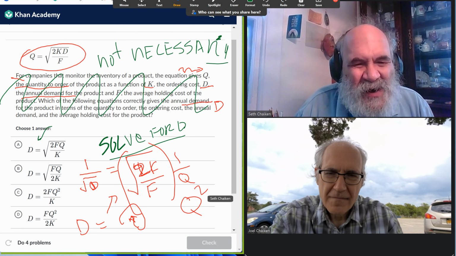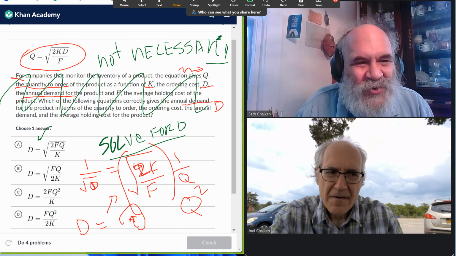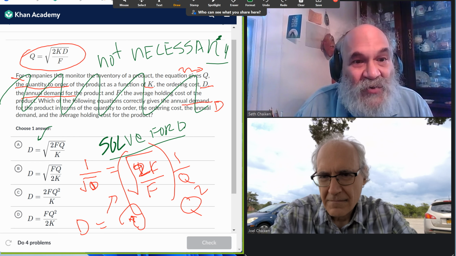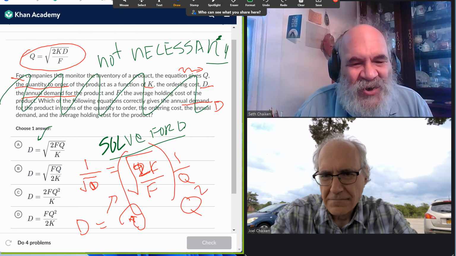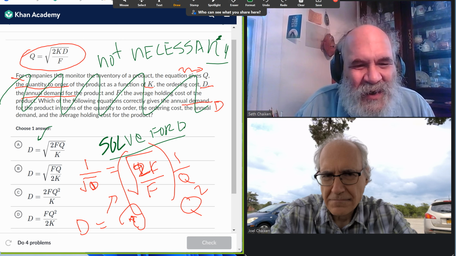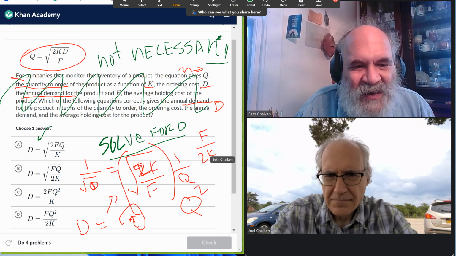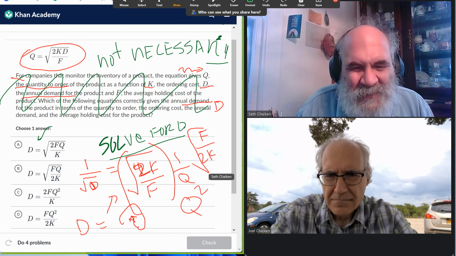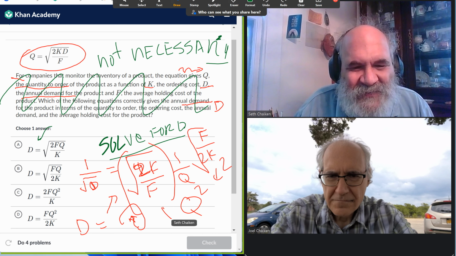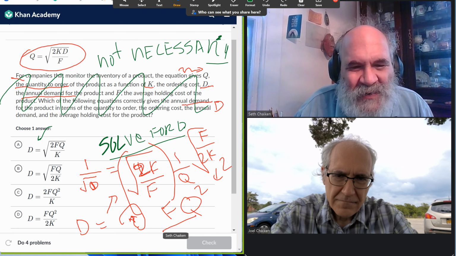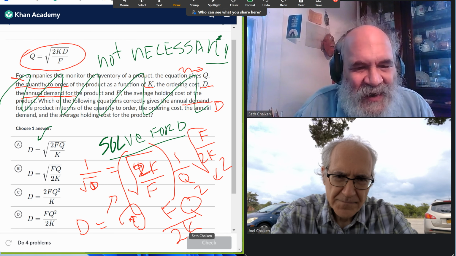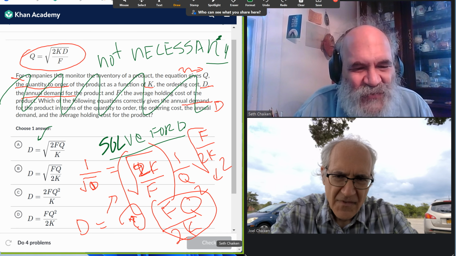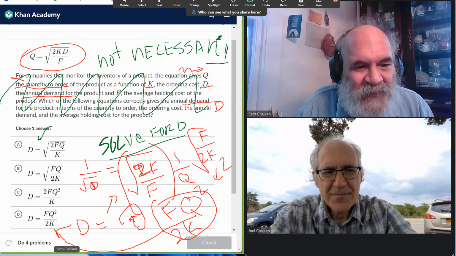And the square root of 2K over F, turn it over, we get F over 2K square root, and then square it. So we get F divided by 2K, and that matches choice D. That's the answer.